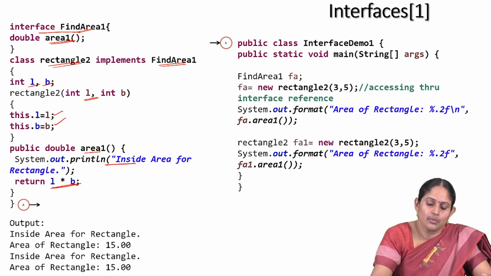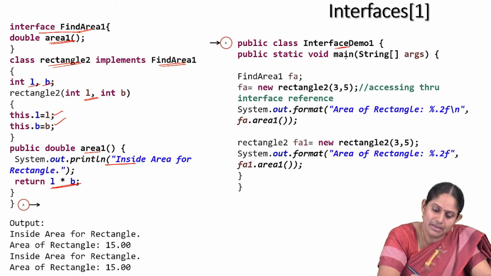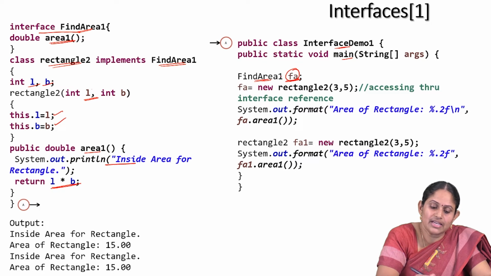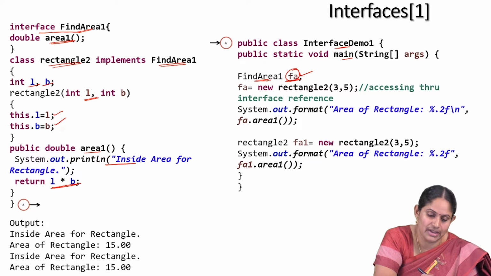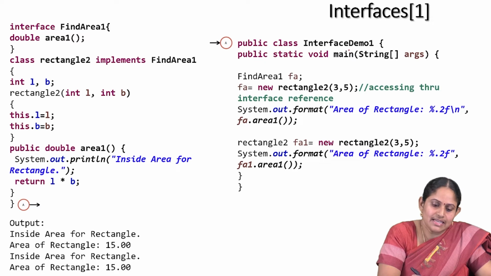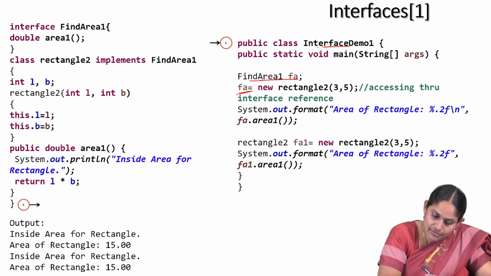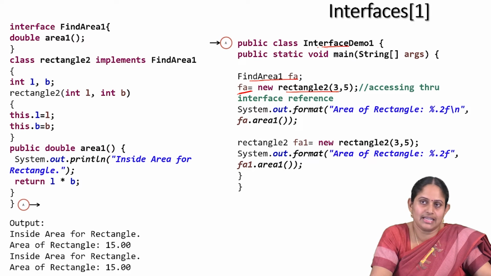Now inside the testing or main class, we have the main method. Here we are creating the interface reference variable FA, which is the interface reference variable of find area. Inside the main class, we are creating the reference variable for the interface, and using that reference variable of the interface we access the object of that rectangle class.